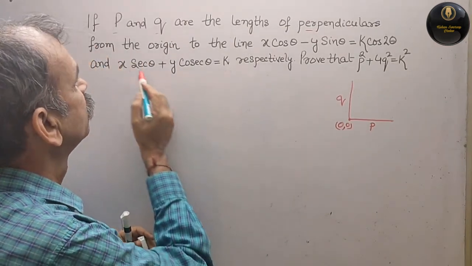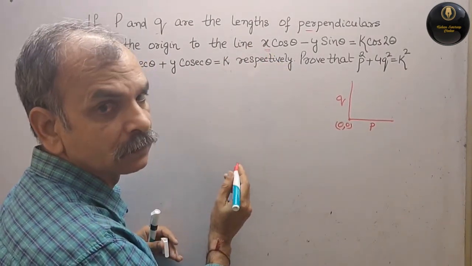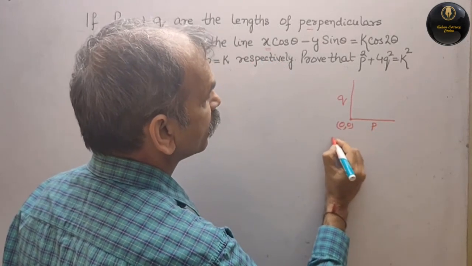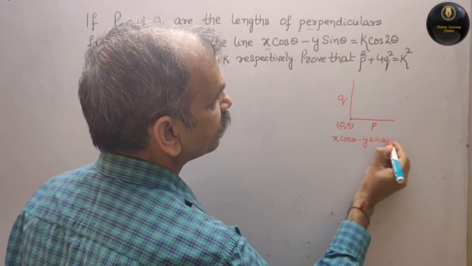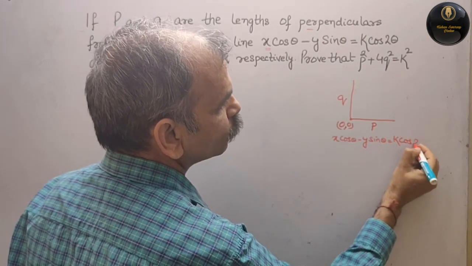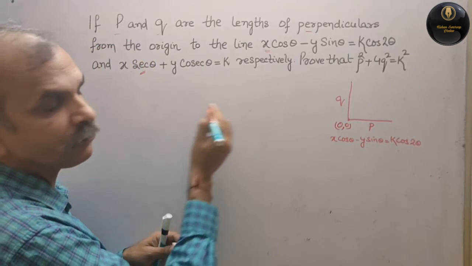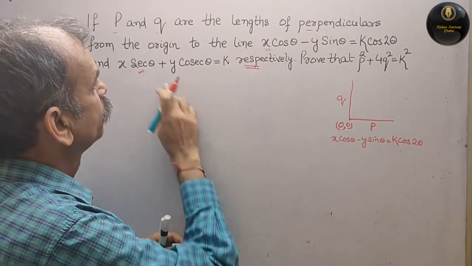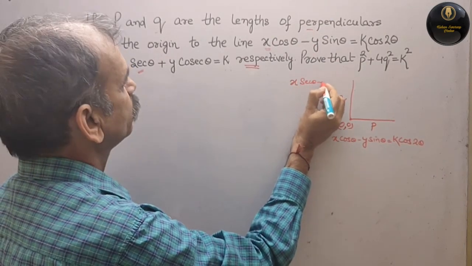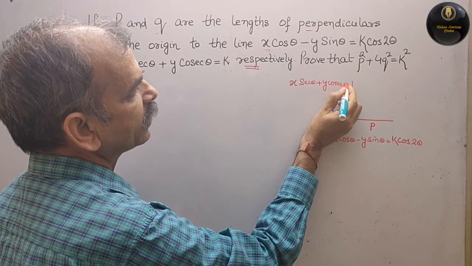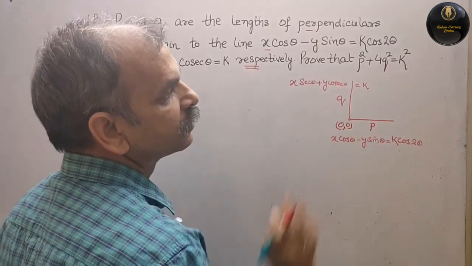Now understand this. P belongs to this line, that is your x cos theta minus y sin theta is equal to k cos 2 theta, and Q belongs to this line. That's why he has written respectively. That is your x sec theta plus y cosec theta, that is equal to k. Now we have to prove this.